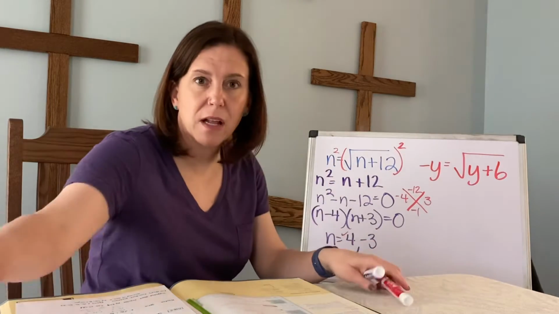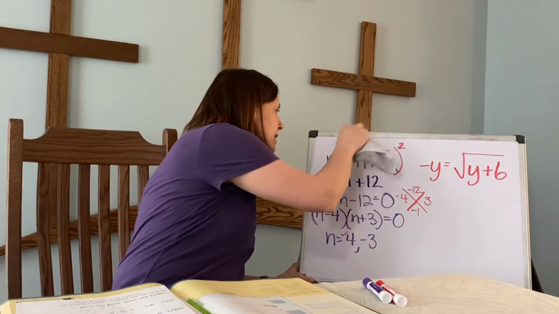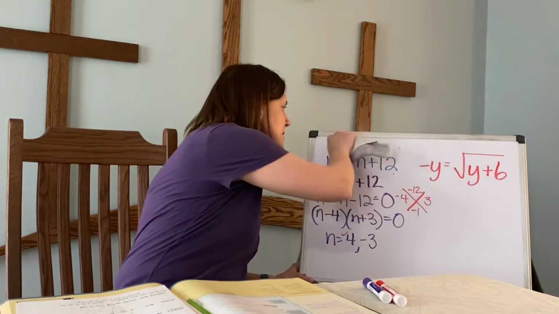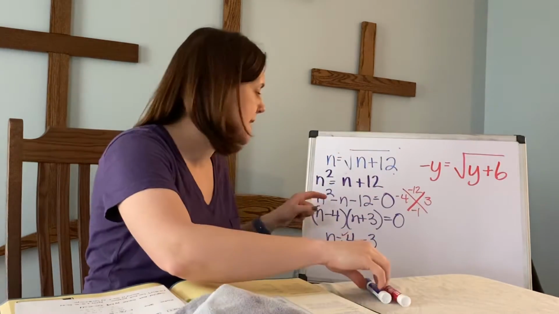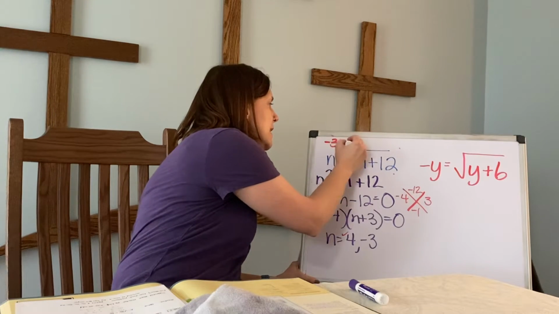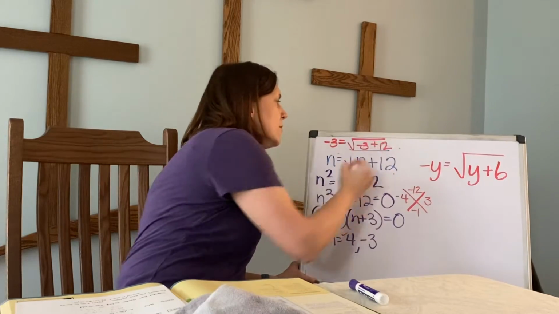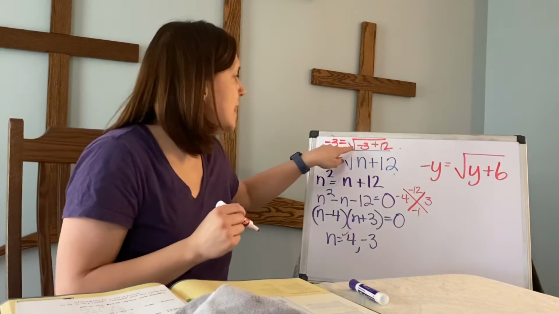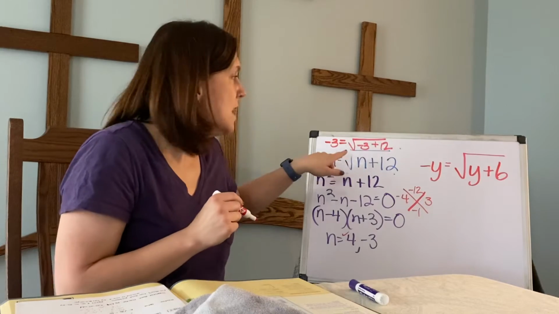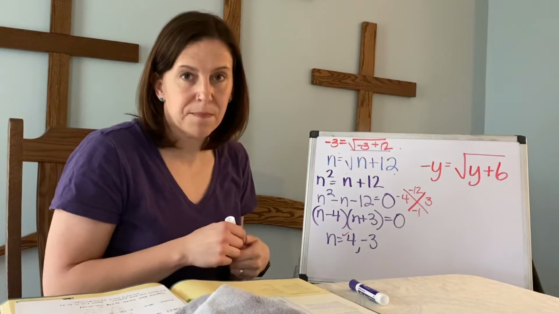I'm now going to talk myself through the other one, and I actually might write a little bit on the top for this one to show this. Now remember I said you can do this mentally, but I'm going to show you what happens here with this negative 3. I'm going to plug it in. Negative 3 equals the square root of negative 3 plus 12. Well, negative 3 plus 12 is 9. The square root of 9 is not negative 3.